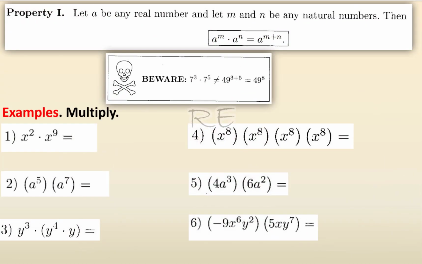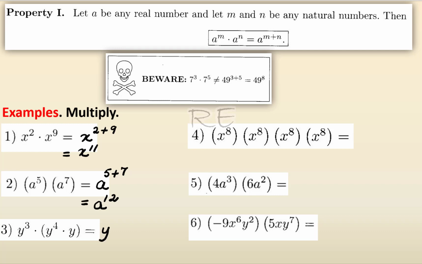a to the m times a to the n is equal to a to the m plus n. x squared times x to the 9 is equal to x to the 2 plus 9, which is x to the 11. a to the 5th times a to the 7 is equal to a to the 5 plus 7, a to the 12.